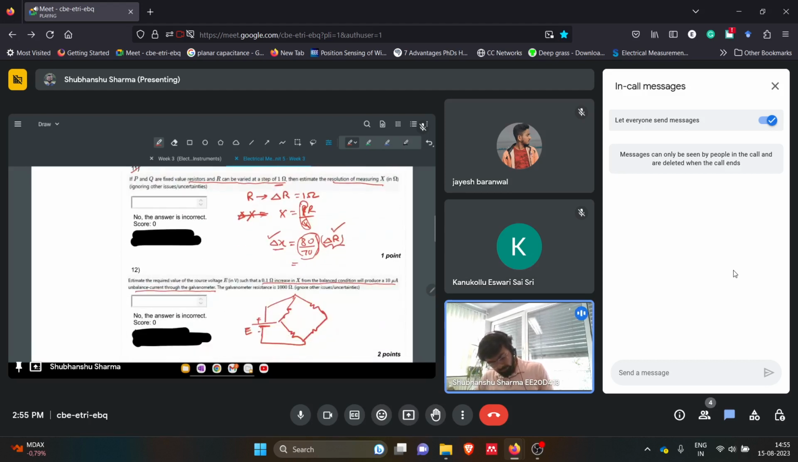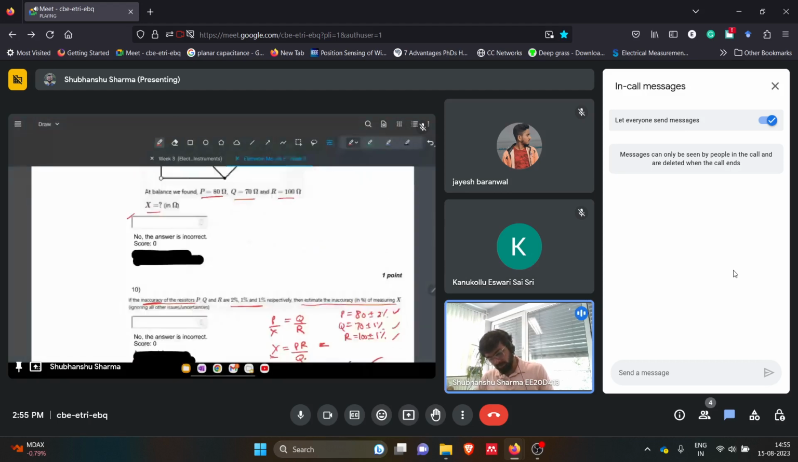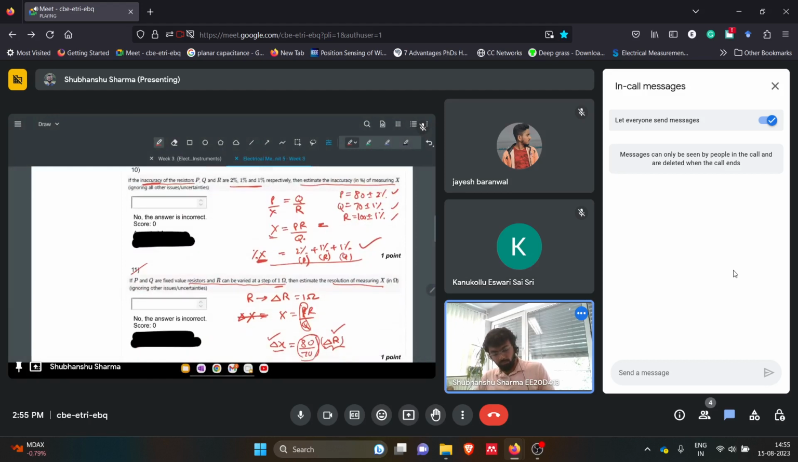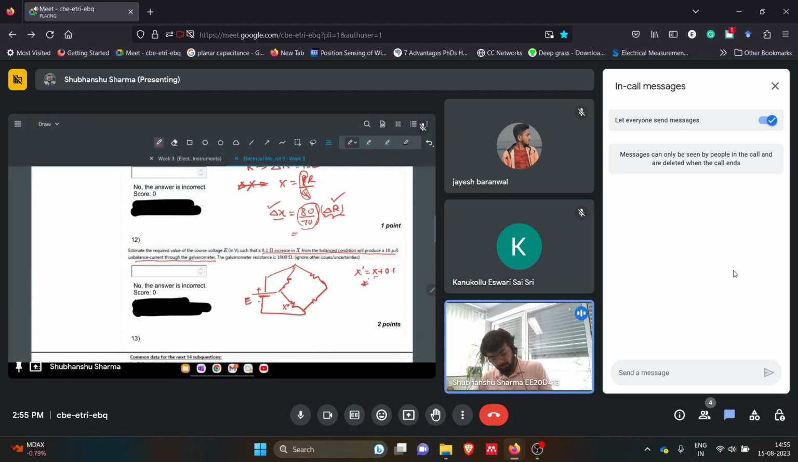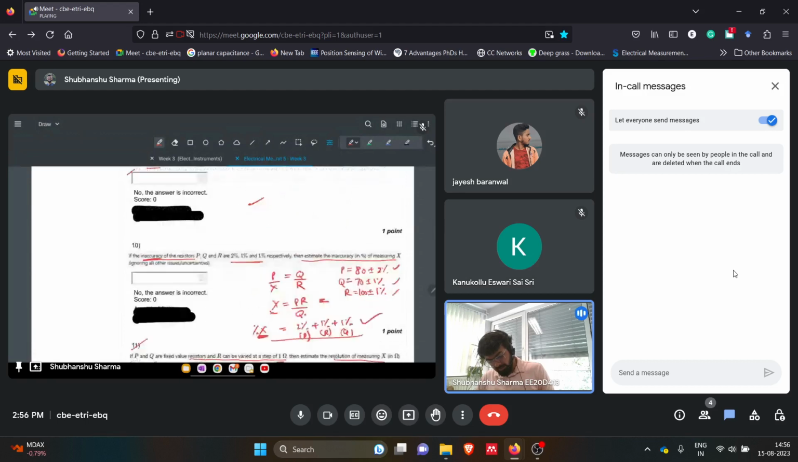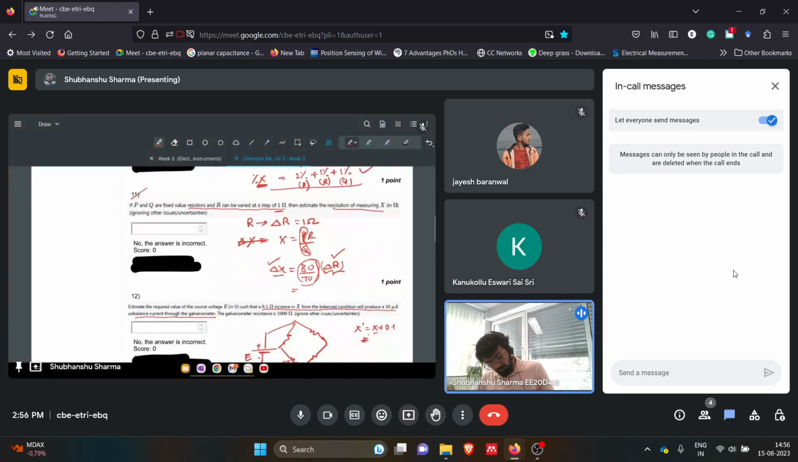So we had X here. This X is now X prime, and X prime is X plus 0.1 ohm, since there is a 0.1 ohm increase. Whatever we calculated for X in the first question, we can substitute here and get the X prime value, the new value of X which has been increased. Now P, Q and R are constant as mentioned earlier. So this is 80, this is 70, this is 100.